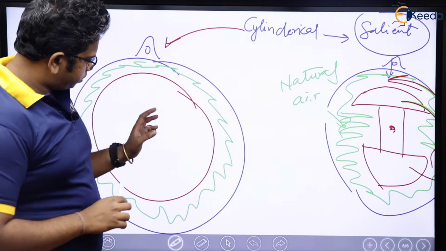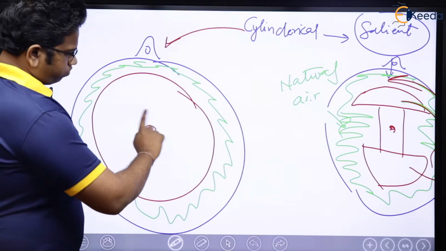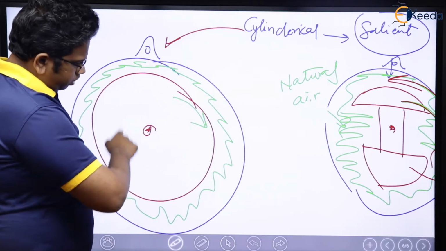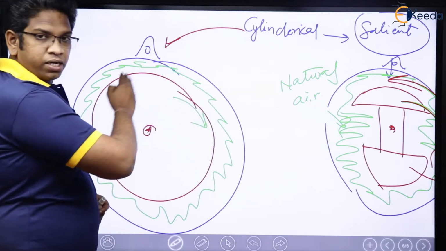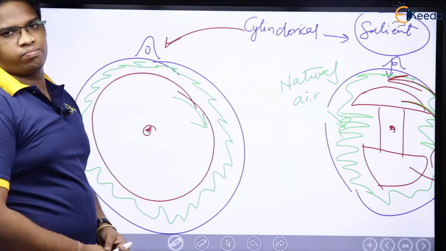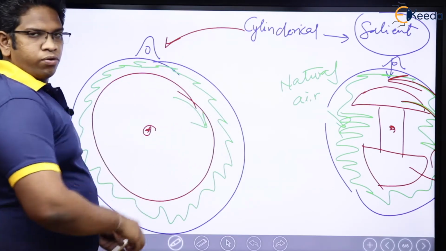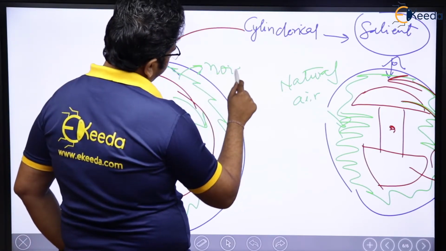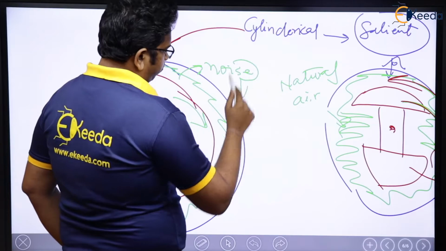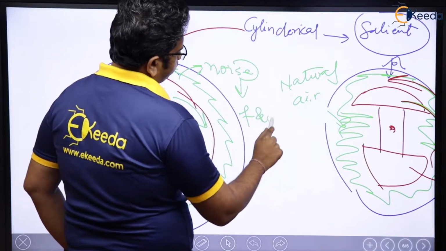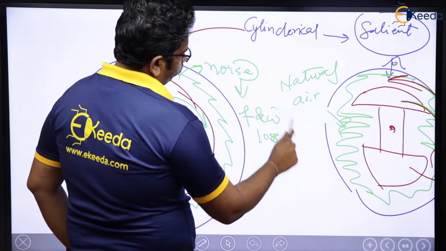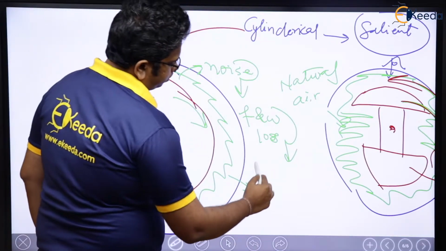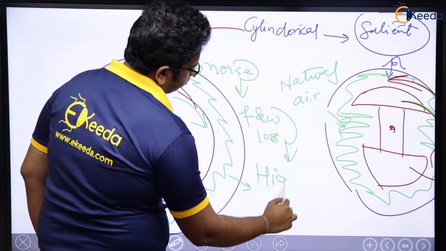Meaning that, see here, this is going to be a cylindrical rotor. Let us say the cylindrical rotor wants to rotate in this direction. The moment it wants to rotate in this direction, the air will flow smoothly around it, which means noise is going to be less, which means friction and windage losses are going to be less, which means it can rotate at higher speeds.